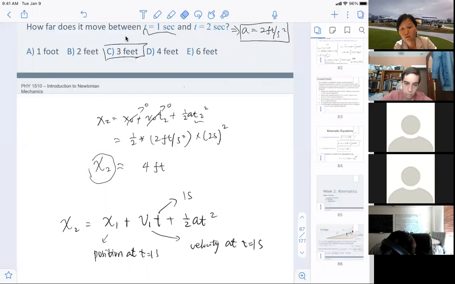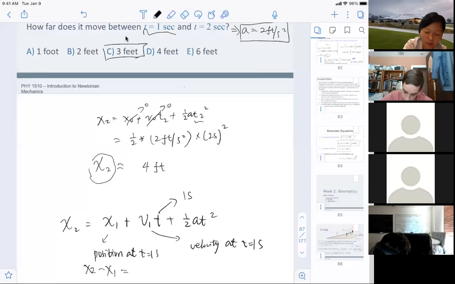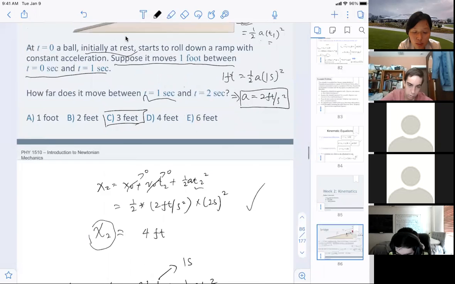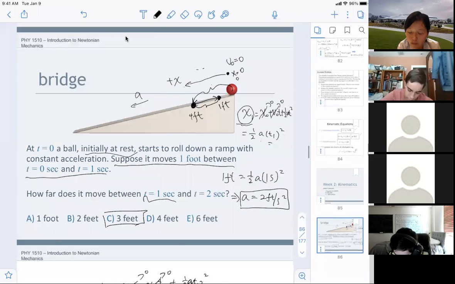You can choose to evaluate your initial position to be whichever makes sense to you, right? And you can calculate x2 minus x1 to be 3 feet. Okay, but I thought this would be a little bit easier. Because if I choose my initial position to be 0, 0, it's a little bit easier. So I simply just subtract my distances.